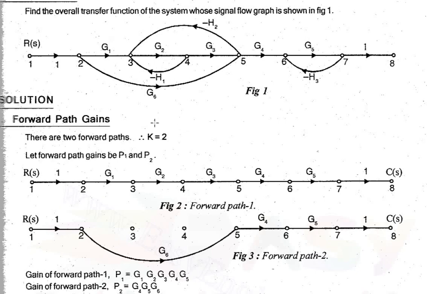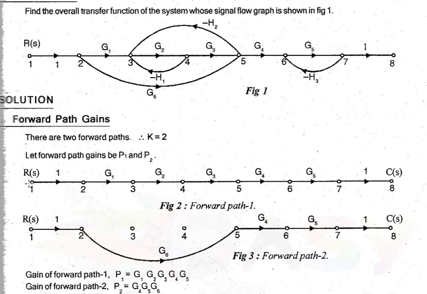So for the solution, first we have to find the number of forward paths. By looking at the given diagram, we can conclude that there are 2 forward paths. So we have to consider forward path 1 and forward path 2. The gain of forward path 1 is P1, and the gain of forward path 2 is P2.